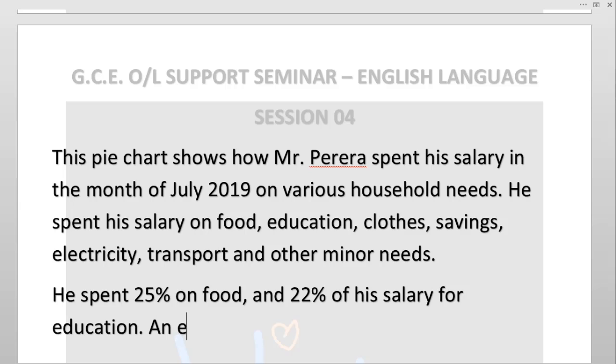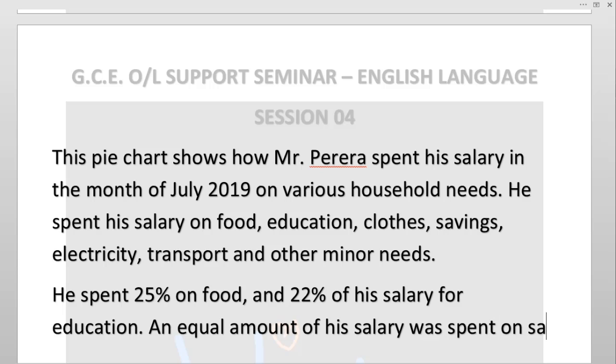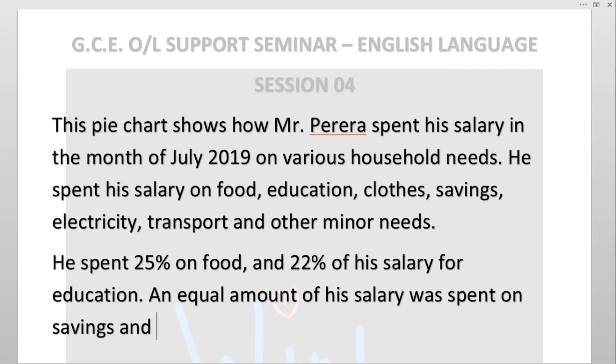an equal amount of, I don't have to say Mr. Pereira all the time, his salary is spent on, okay, or you can say very simply was spent on savings and what else? Clothes. So yes, right. Now I don't want to write that.